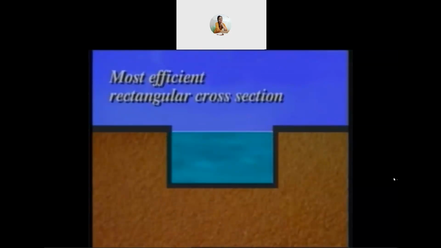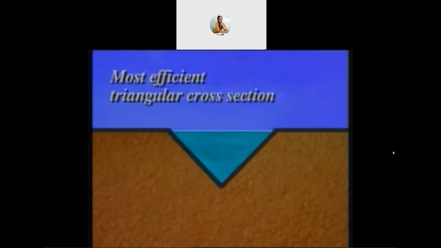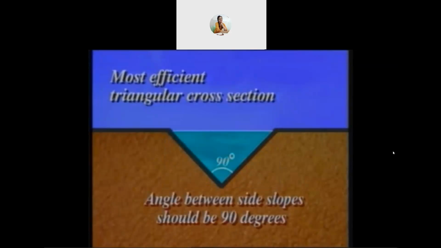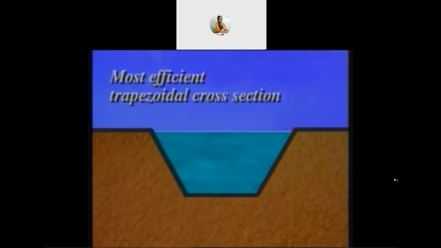However, if the rectangular cross-section is chosen, it will be half of a square, that is, the depth equal to half of the width, to make it the most efficient cross-section. If the cross-section chosen is triangular, the angle between the side slopes should be 90 degrees. But in practice, trapezoidal sections are mostly used to carry large discharges. Half of the hexagon is the efficient cross-section in this category.